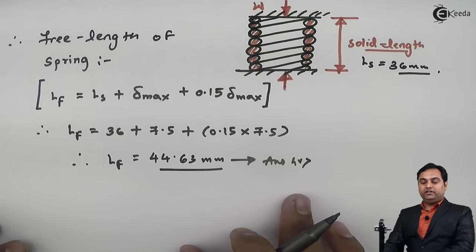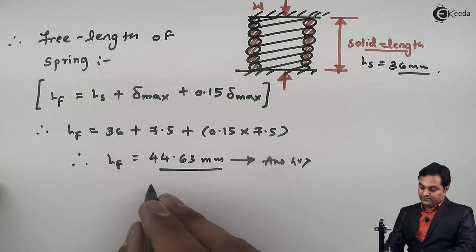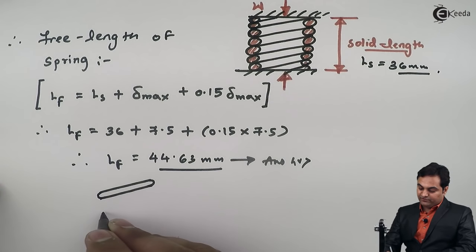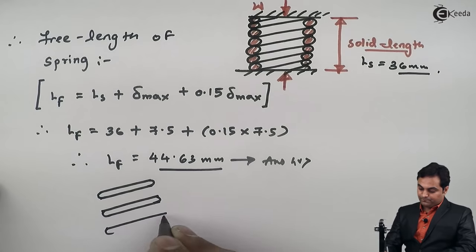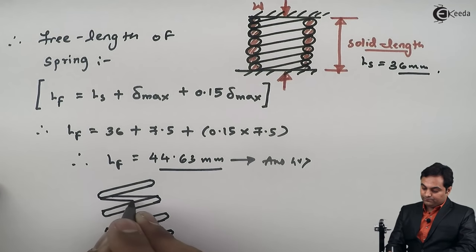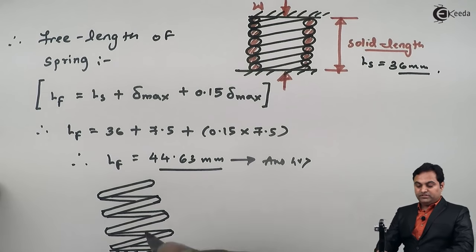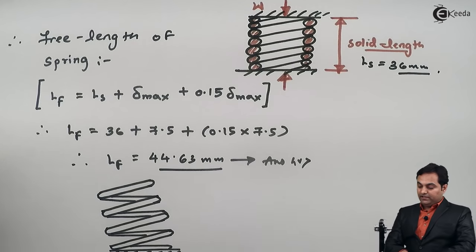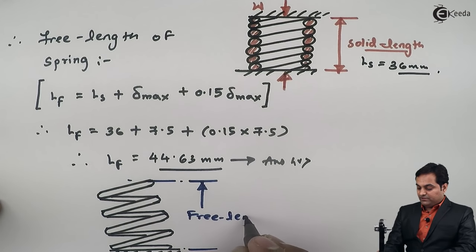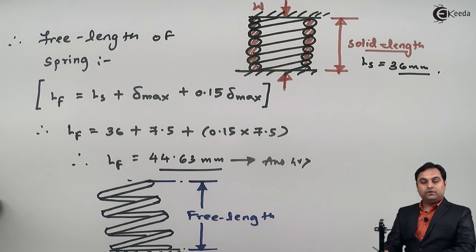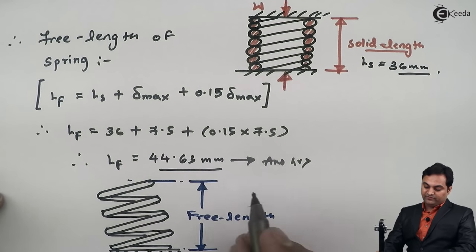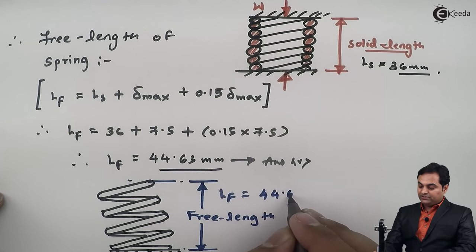Now once we have calculated free length, I'll explain what is the meaning of free length. For that, suppose we have a diagram here. This is called the free length of the spring. It is the length of the spring in the unloaded condition, when it is not loaded, and that is solid length plus maximum deflection plus 15% of maximum deflection. The value we have got is 44.63 mm.